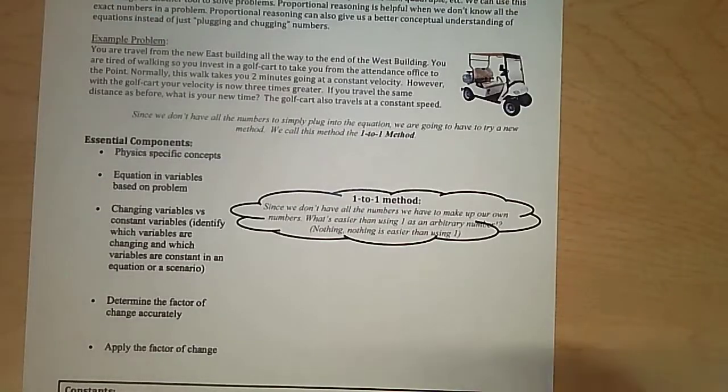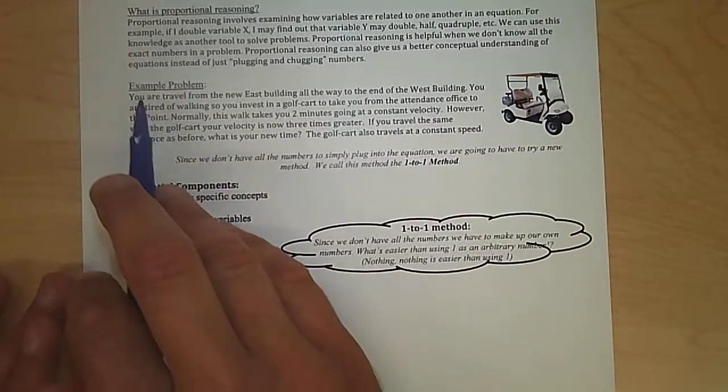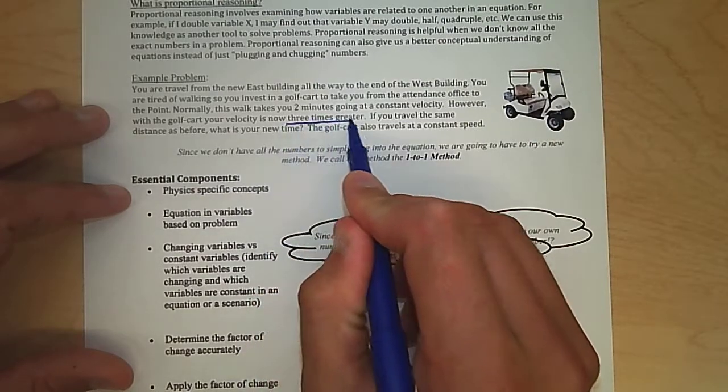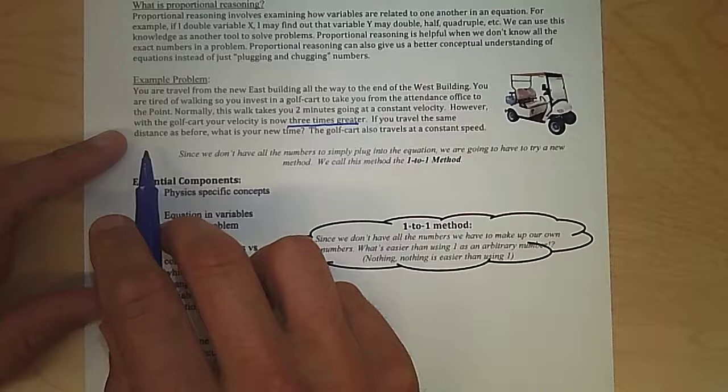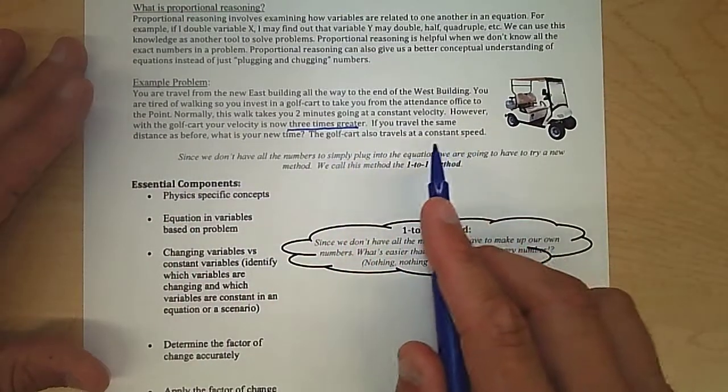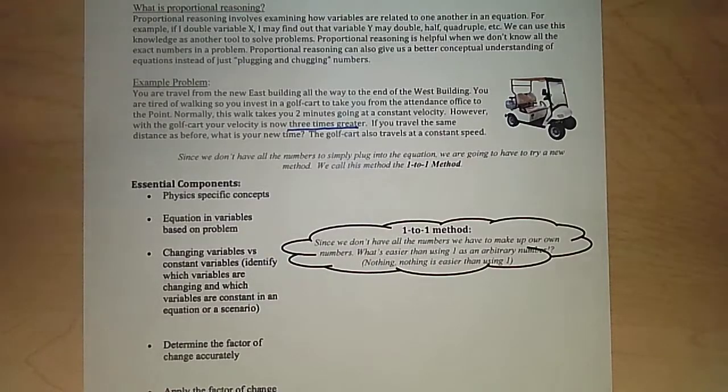All right, so let's actually look at a specific scenario. Here's our problem. You are traveling from the new east building all the way to the end of the west building, and you're tired of walking, so you invest in a golf cart to take you from the attendance office to the point. Normally, this would take you 2 minutes going at a constant velocity. However, with the golf cart, your velocity is now 3 times greater. If you travel the same distance as before, what is your new time? The golf cart also travels at a constant speed as well.